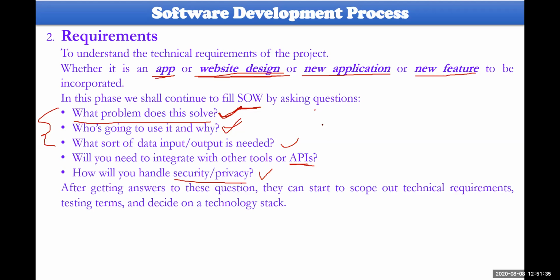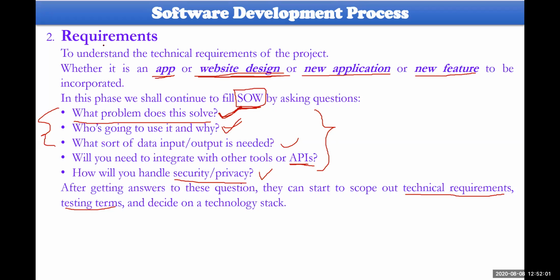After getting complete information on all of these, you have to fill out your scope of work document. You have to fill out everything here. After filling this in, you will take the technical requirements and the testing terms and conditions of this particular work. Okay, so this is the second one.